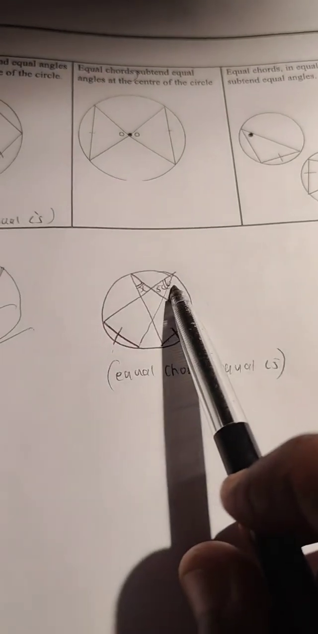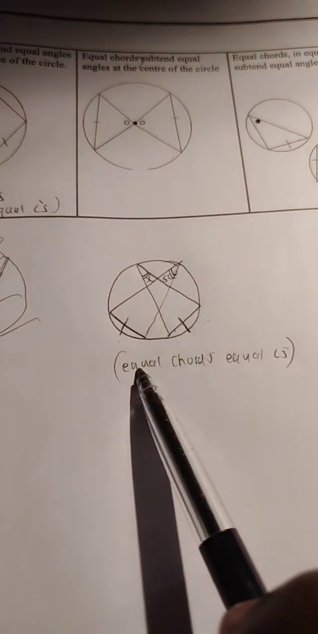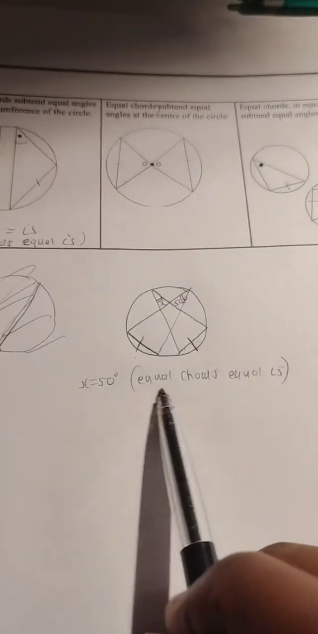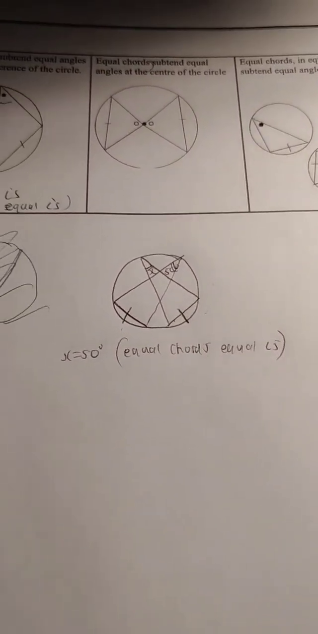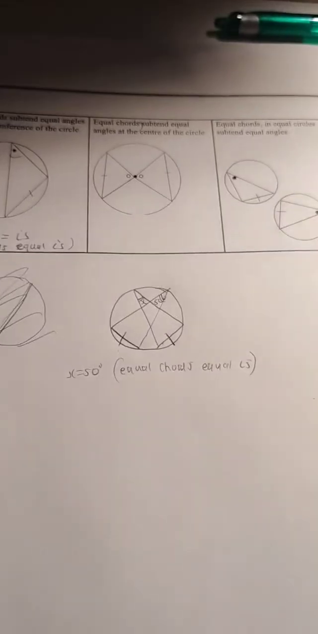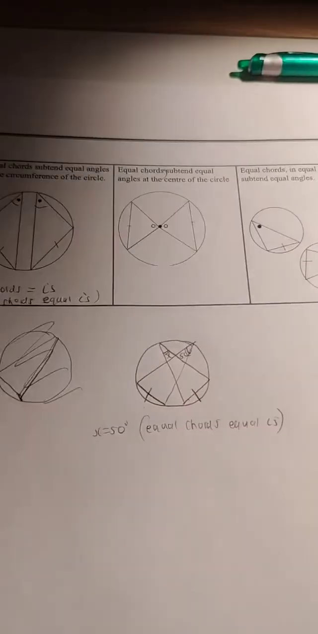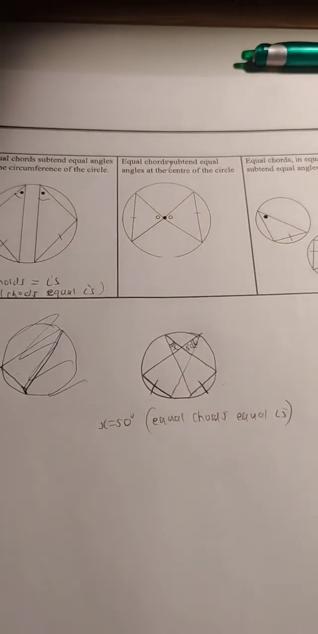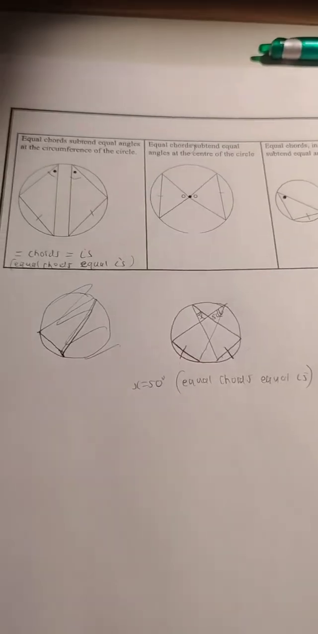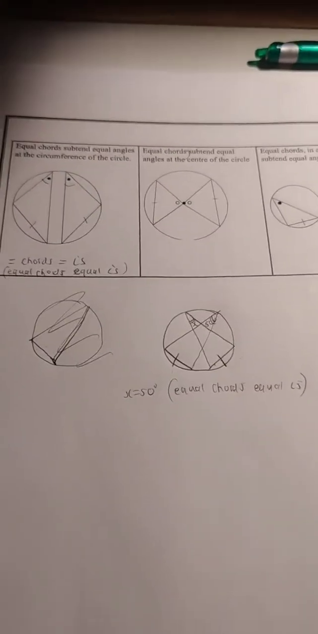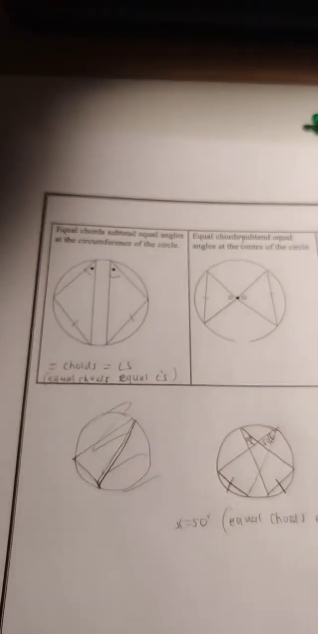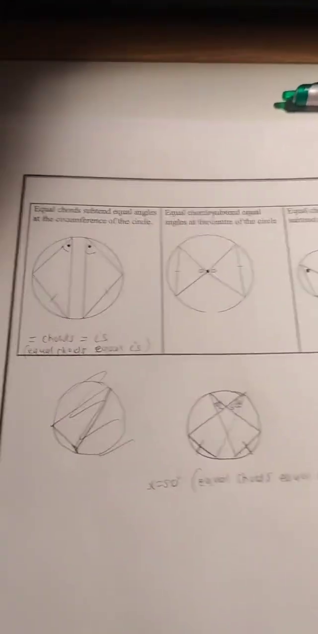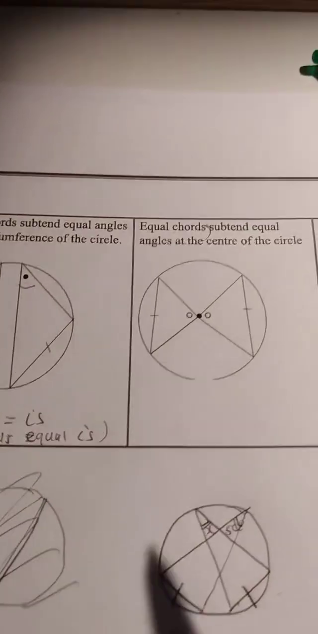So I would say if that is 50, obviously I would say x is equal to 50 degrees, and when I write my reason, x is equal to 50 degrees, reason: equal chords, equal angles. Okay, straightforward like that. Equal chords, equal angles. No confusion, straightforward, no misconception about it. Okay, so that is the first corollary that comes from angles in the same segment. It is equal chords, equal angles.